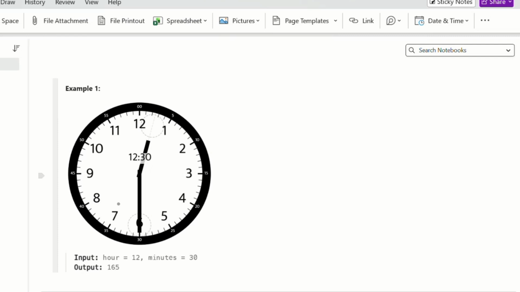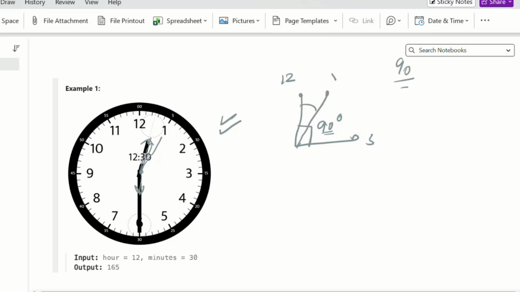So in the example, it is given hour equals 12 and minute equals 13. That means the clock is something like this. The hour hand will be somewhere here, and the minute hand is this. So if you see a clock, and this is 12 and this is 3, the angle between these both is 90 degrees. And if this angle is 90 degrees, then what will be the angle between 12 and 1? It will be 90 by 3, so it will be 30. And if we take half of this, then the angle will be 15. So we can say the angle between 12 and the hour hand will be 15 degrees.